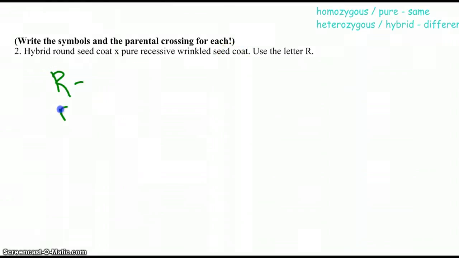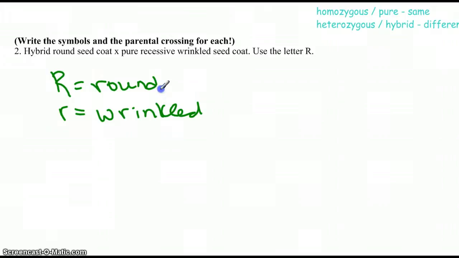So big R, little r. And hybrid round, that doesn't tell me if it's dominant or recessive, but if I read on, I can see that it says recessive wrinkled. So wrinkled is recessive, so that's my lowercase r, so let me write wrinkled here. And so then my round has to be my dominant. So round. Okay, so those are my symbols.